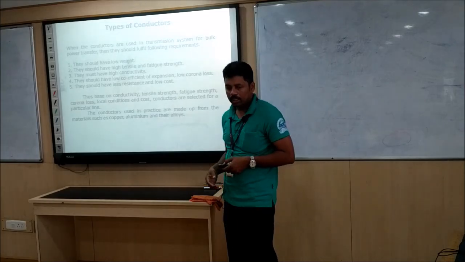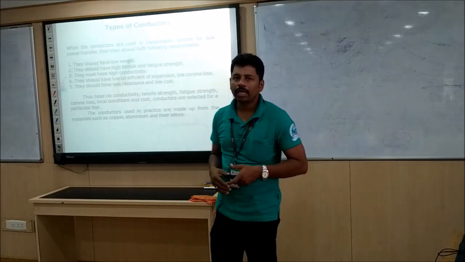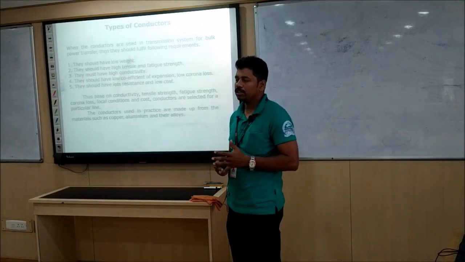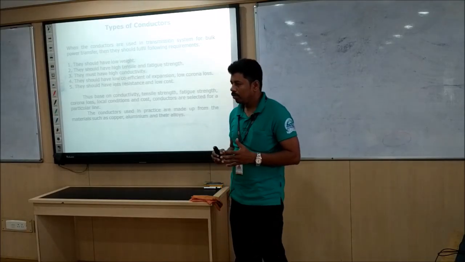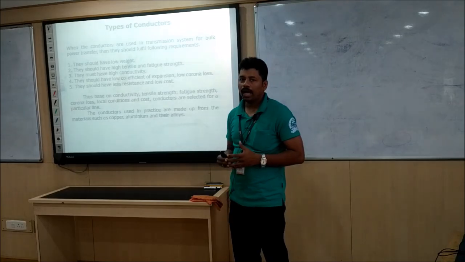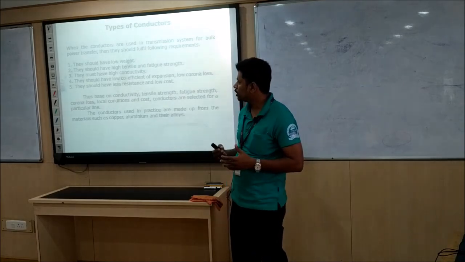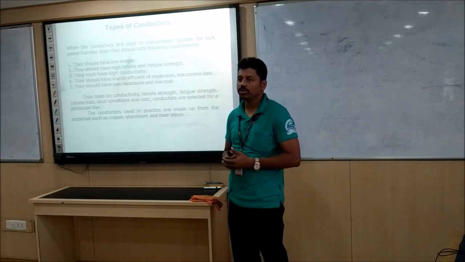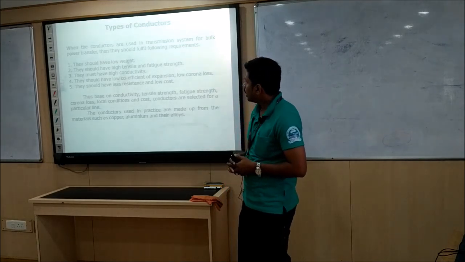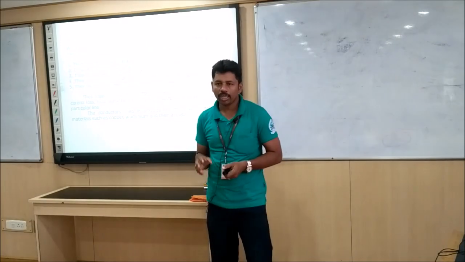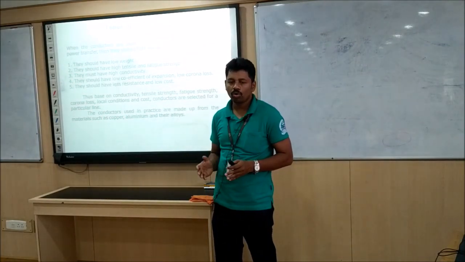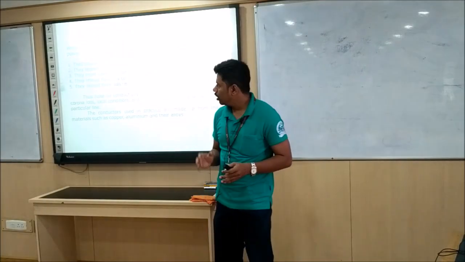Next, what are the various types of conductors? Because if you go for a mechanical design, the first thing you have to see is the choosing of material. For choosing the material, what are the various types of conductors which are available, and what are the various parameters which you have to see while choosing the conductor material. When conductors are used in the transmission line, nowadays most of the cases we are using ACSR, aluminum conductor steel reinforced conductors only.